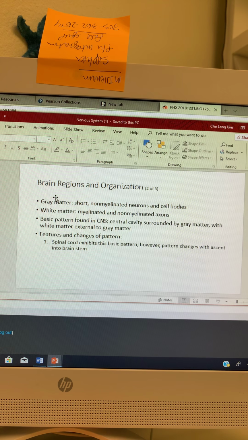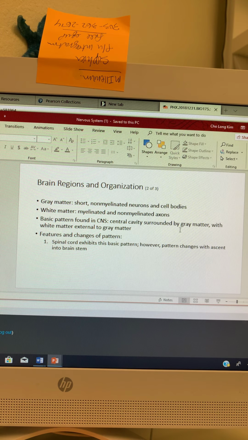So brain regions and organization, a couple things we should know about this one is the gray matter, which is the short, non-myelinated, meaning there's no fatty tissue, neurons and cell bodies. White matter is myelinated. Basic pattern for the central nervous system is going to be the central cavity that's surrounded by the gray matter. So the gray matter is in the center, and the white matter is on the outside of it. Couple things. Spinal cord exhibits a basic pattern, but the pattern changes with ascent into the brainstem.